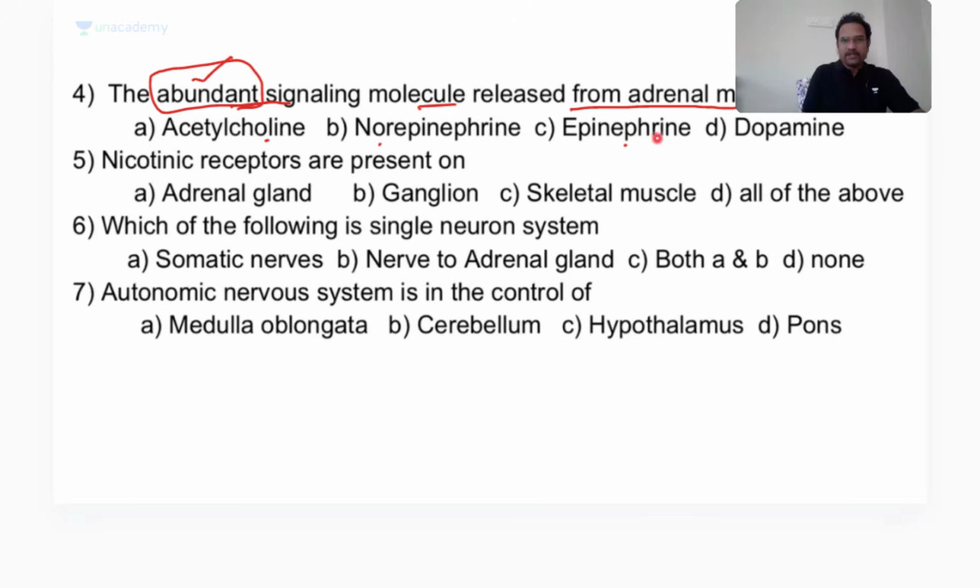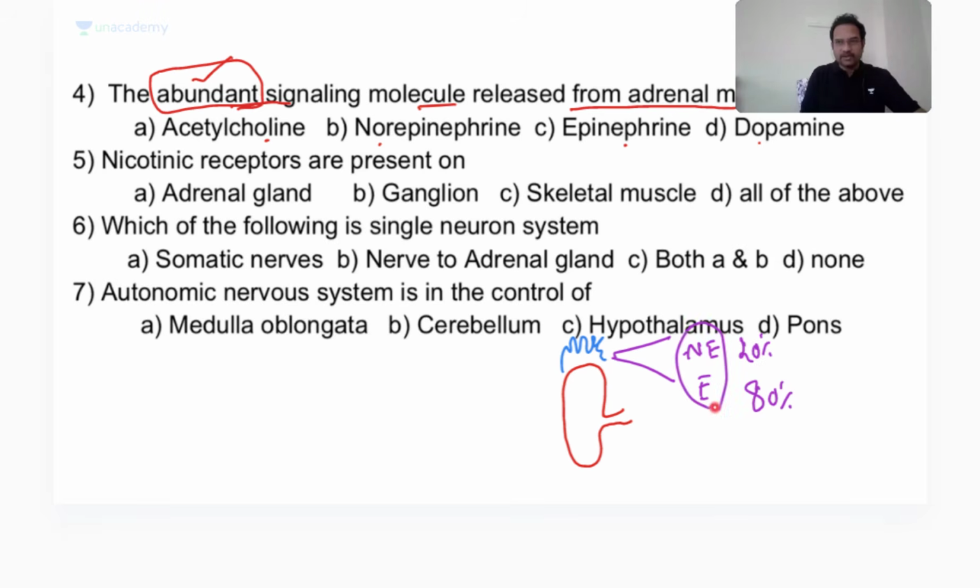Acetylcholine, norepinephrine, epinephrine, dopamine. Now, let us understand this one. Imagine this one is a kidney. On the top, you have the adrenal gland. Now, from the adrenal gland, two molecules are released. One is norepinephrine, and the other one is epinephrine. 80% is epinephrine, 20% is norepinephrine. Both of them are signaling molecules. Both of them cause a lot of changes in many organs. But out of this, the abundant, highest amount is epinephrine. So the answer here is epinephrine.